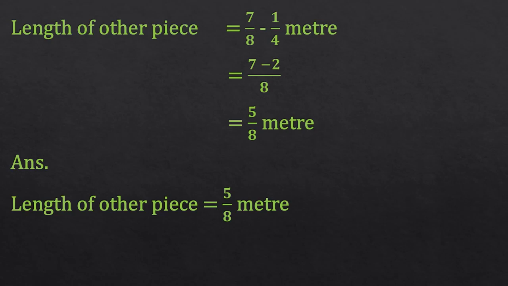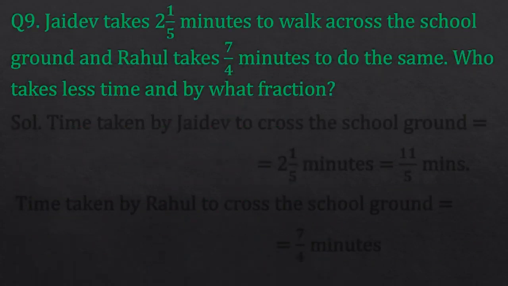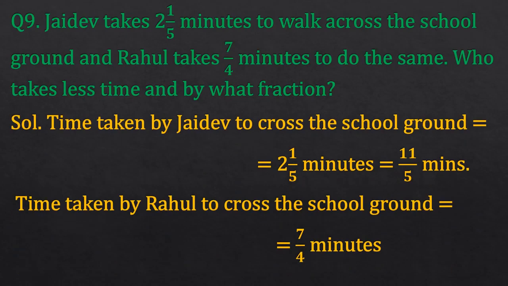See the next question now. Question number 6. A piece of wire 7/8 meter long broke into 2 pieces. One piece was 1/4 meter long. How long is the other piece? Total length of wire is given to us, 7/8 meter. So we will write down total length of wire 7/8 meter. Length of one piece is 1/4 meter. What is the length of the other piece? So length of other piece is 7/8 meter minus 1/4 meter.